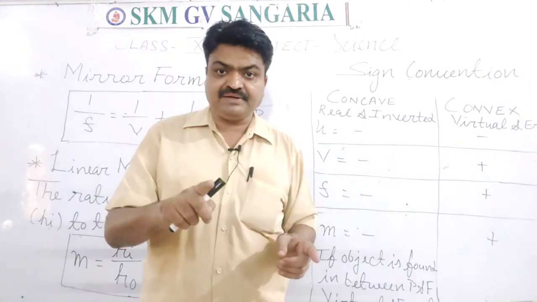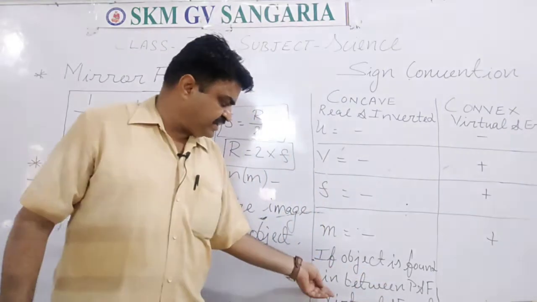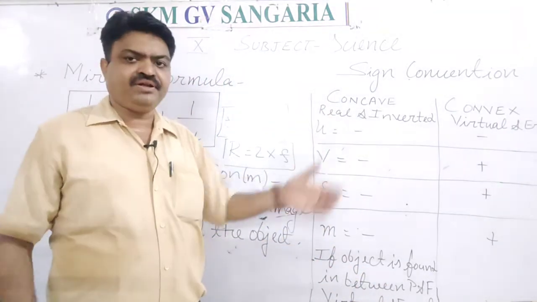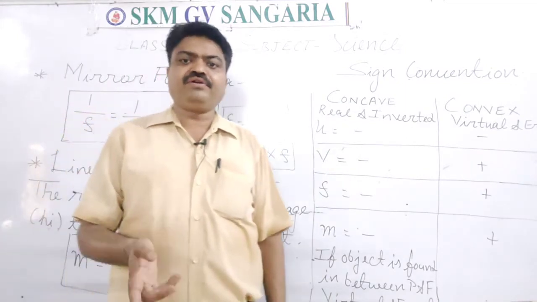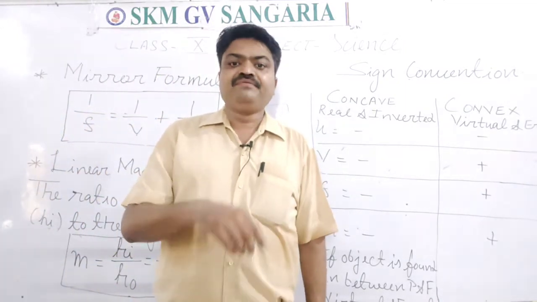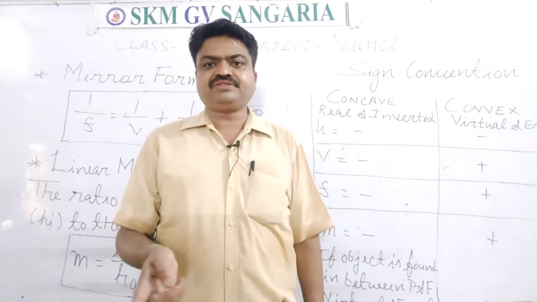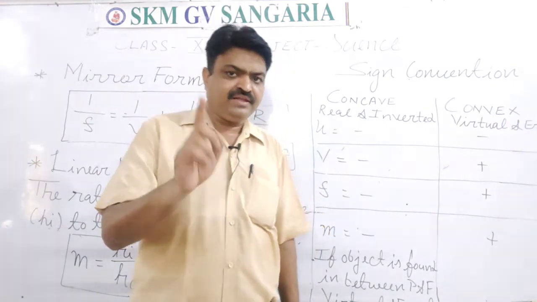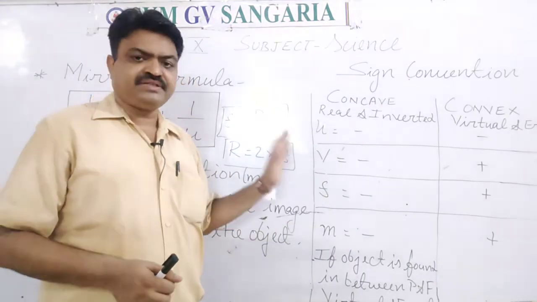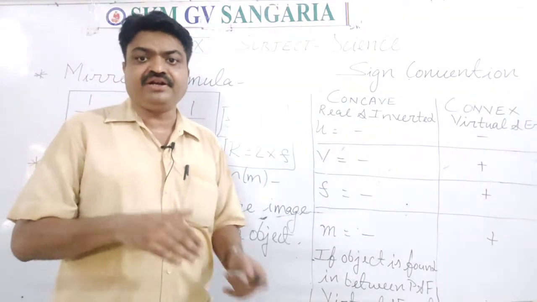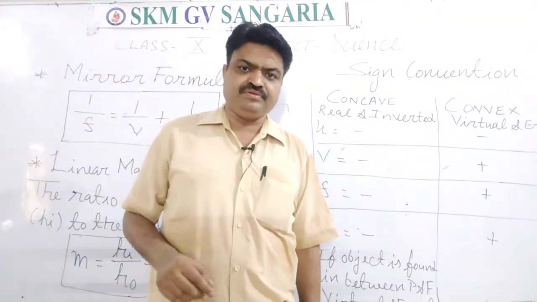And it is the exception, student. It is the exception of the concave mirror. When the object is found in between P and F, which type of image is formed? It is virtual and erect. And in this, which type of sign convention do we use? In the case of image distance, focal length and magnification, student, we use the positive sign.